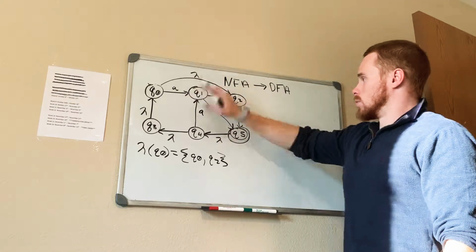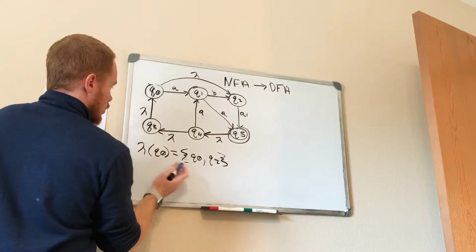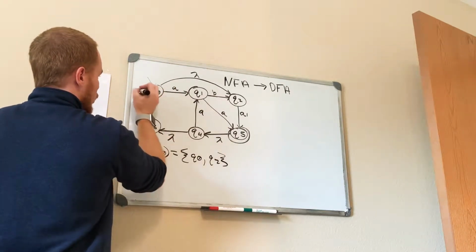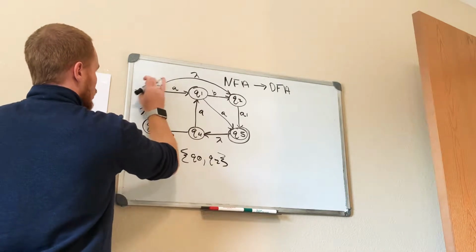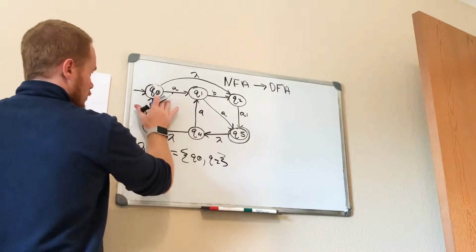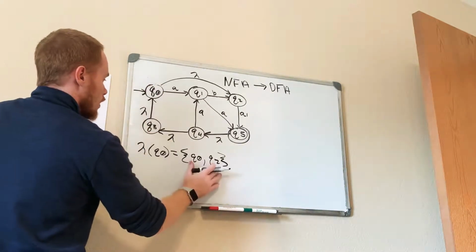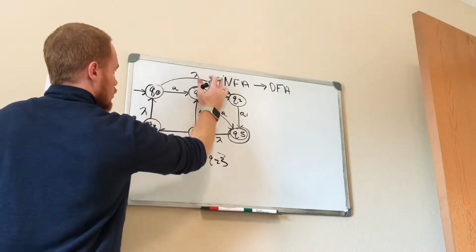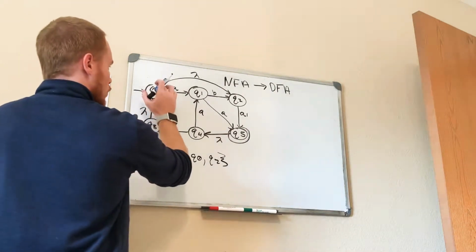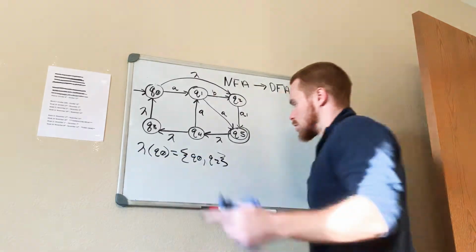No other transitions using lambda. We have itself, you can always go to itself. And by the way, this is the initial state, which is symbolized using this arrow. I forgot to add that. So for lambda closure, you always have yourself, and then whatever lambda you can use to get to another state. In this case, we can go from Q0 to Q2 using lambda, almost as a ticket.